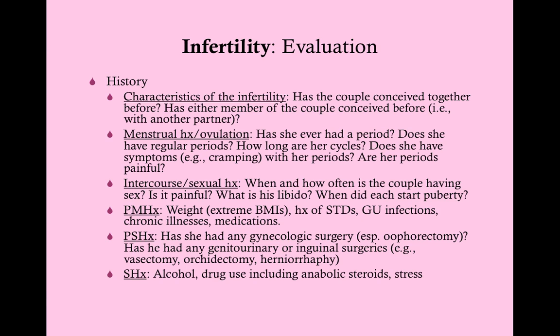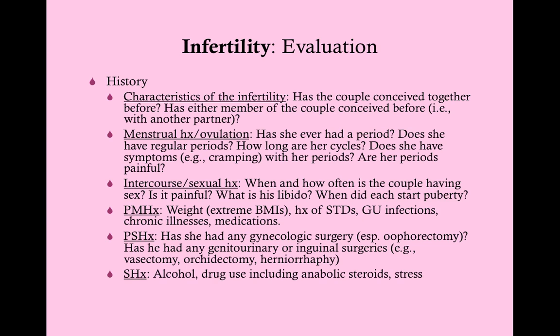And then, when did each start puberty? And you're going to want to do a physical exam on them, make sure that they're both Tanner stage 5. Assuming that they are, you're dealing with adults here, they should be Tanner stage 5. Past medical history, weight. This is really important for her. If she's on the extreme ends of BMI, so very underweight or obese, that's going to affect her fertility.